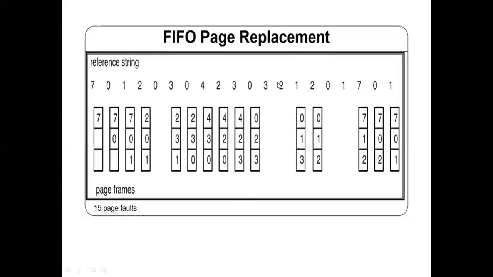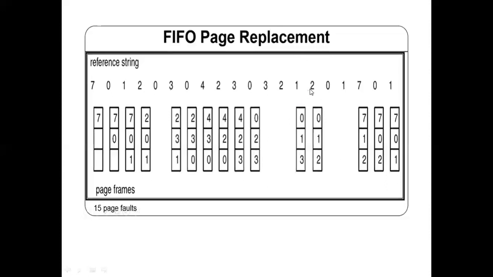Now page 2 is coming. If you look over here, page 2 is already there, so you need not do a page fault. Then page 1 is coming. Is it over here? No. So which is the oldest one? 2. So you remove 2 and put 1.